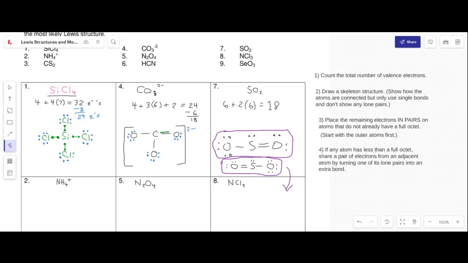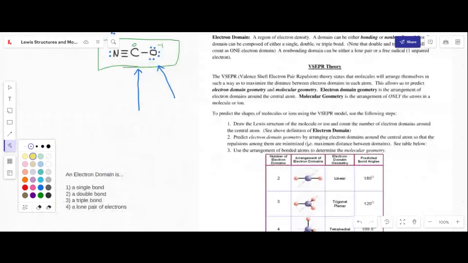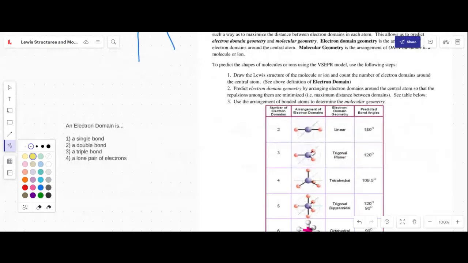So if you look at the SO2, you'll see that it actually has 3 electron domains. One up here, the double bond here, and a single bond here. Now the electron domain geometry, because it has 3 electron domains, would be trigonal planar.